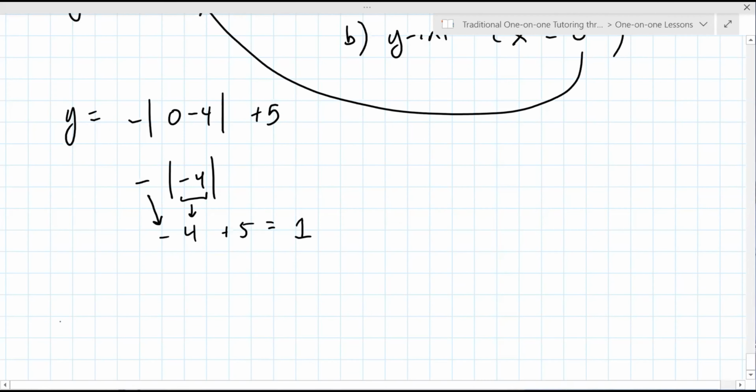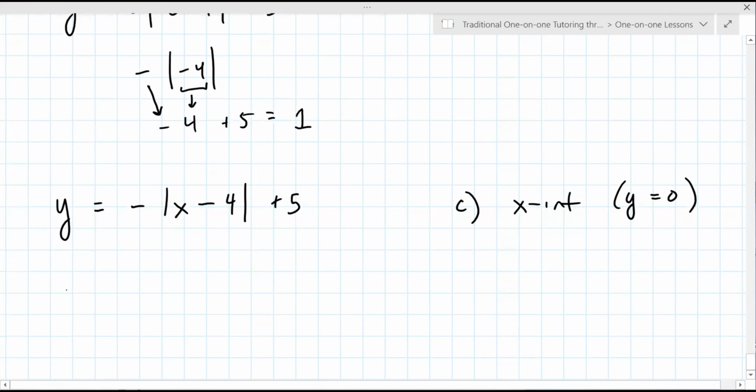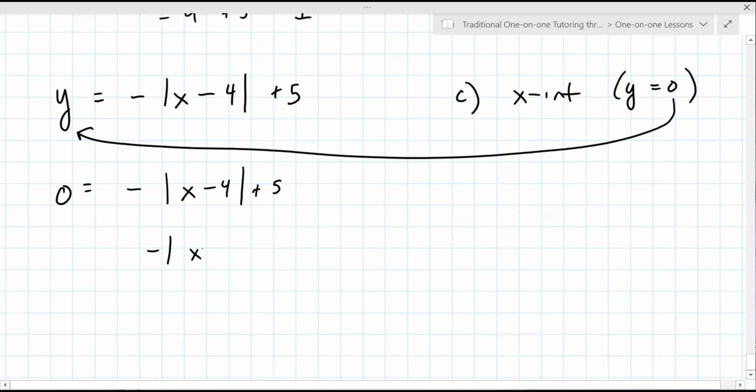Now let's go back to our original: negative absolute value of x minus 4, plus 5, and part C is asking for the x-intercepts. That's when y equals 0. So you're literally putting 0 in for y. 0 equals negative absolute value of x minus 4, plus 5. And if you prefer, and I think this is a good idea, put the equals on the right-hand side. Subtract 5, yes.